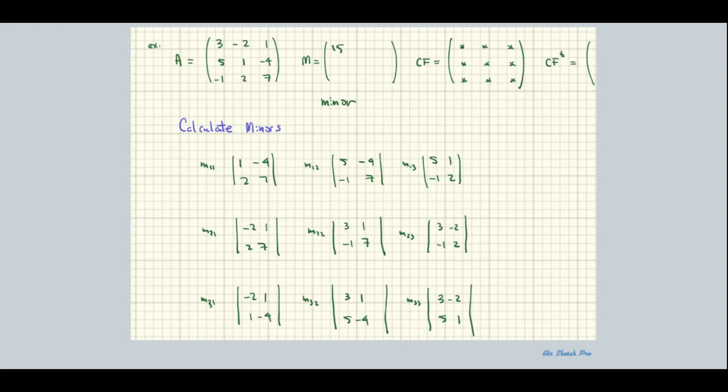Now, I'm going to look at the 1, 2 entry. I get rid of the first row and the second column, and let's see, 35 minus positive 4 is 31. Okay? And now the 1, 3, first row, third column minor. First row, third column, I see 10 minus negative 1 is 11. Okay? Next.